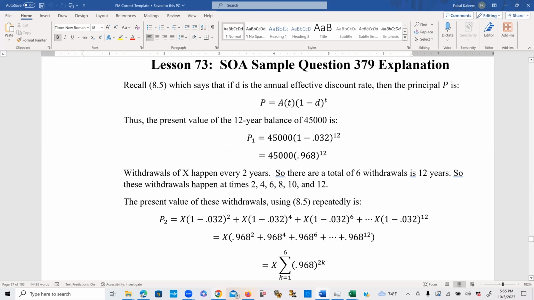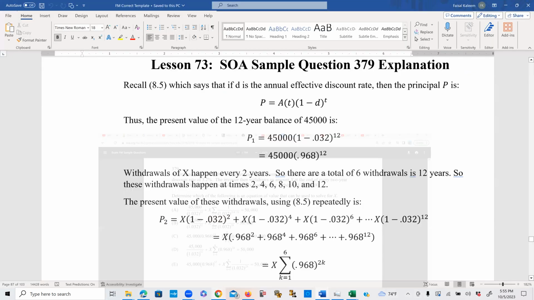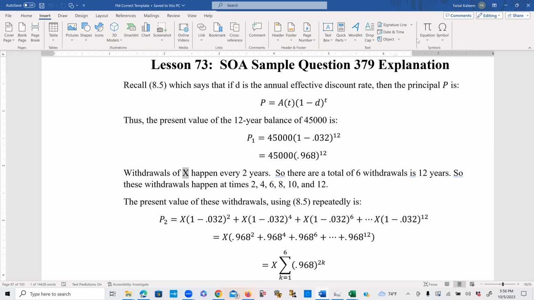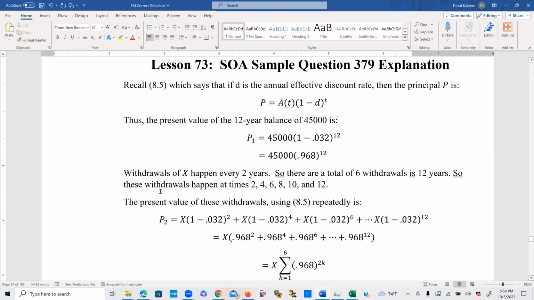Now, withdrawals of X happen every 2 years, as we are told: an amount X at the end of every 2-year period. Over 12 years, that means they're happening at times 2, 4, 6, 8, 10, and 12. The present value of these withdrawals can be found by brute force.